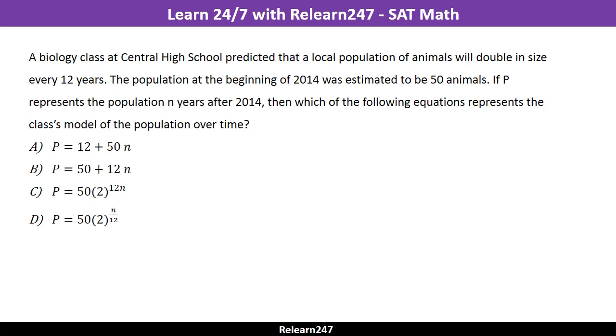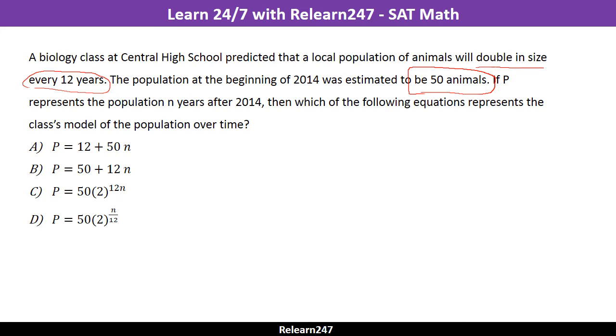A biology class at Central High School predicted that the local population of animals will double in size. So the important thing here is, double in size after every 12 years. So after every 12 years, the population will double. The population at the beginning of 2014 was estimated to be 50 animals. So we know that the initial population is 50 animals in the year 2014.